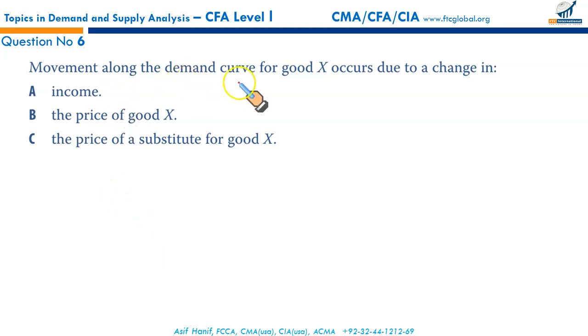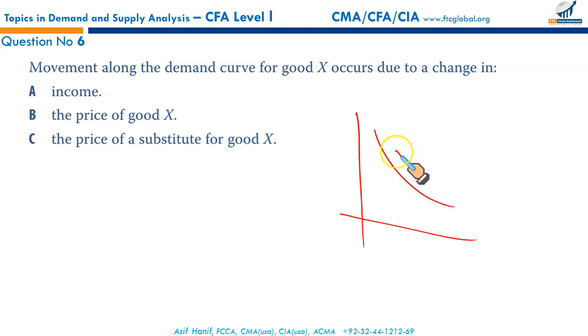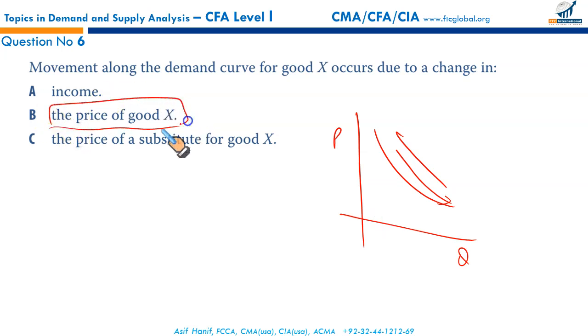Movement along the demand curve for a good X. This is your demand curve. Expansion, contraction, sliding up, down. This occurs only because of the change in price. So, if the price of good X increases, the quantity demanded contracts. If the price decreases, the quantity demanded expands. So, it's expansion and contraction in demand. You're moving up and down the same curve. So, this is because of the price of the good.